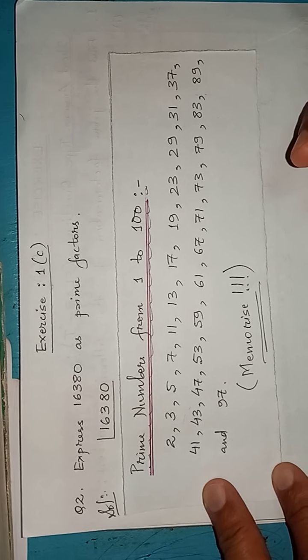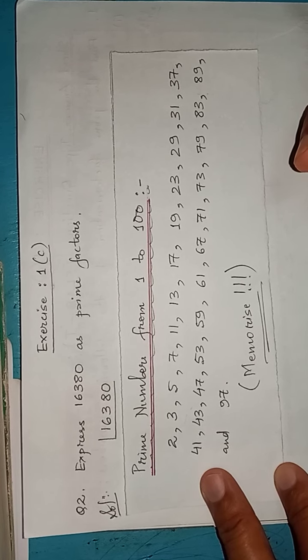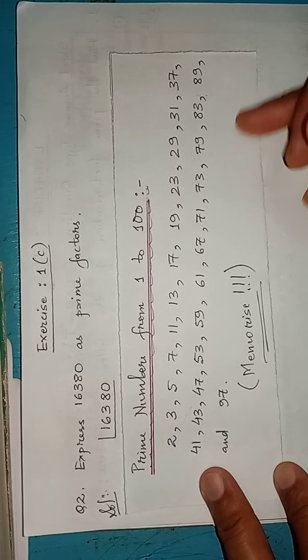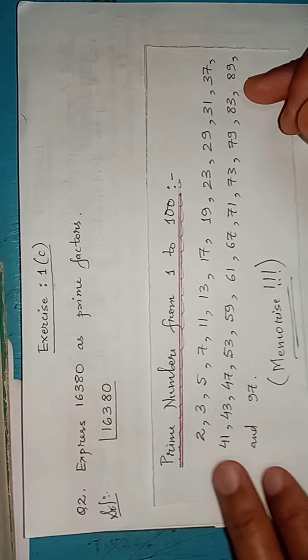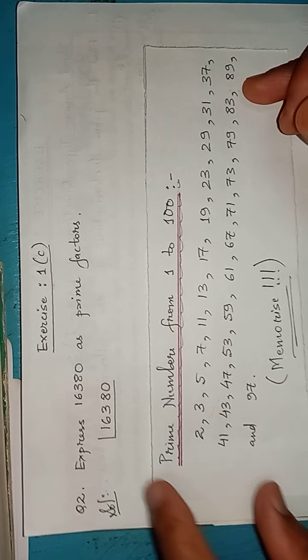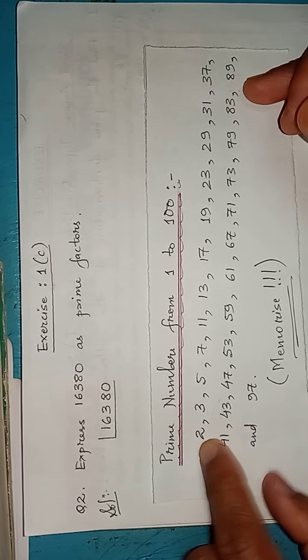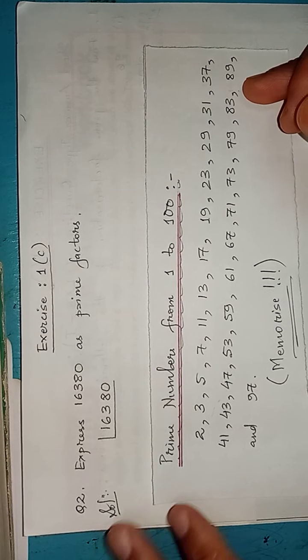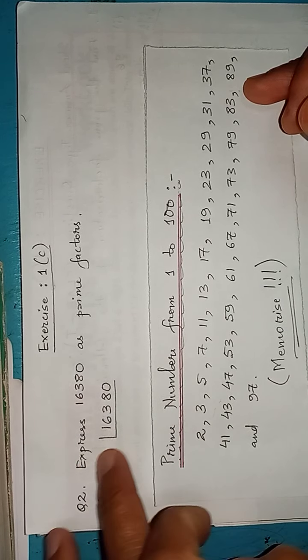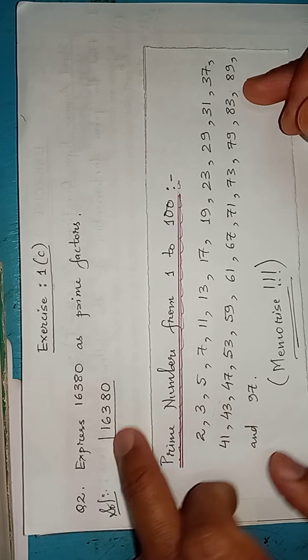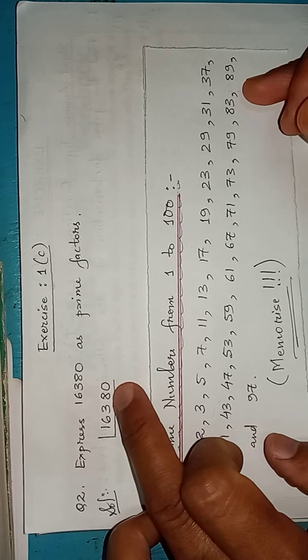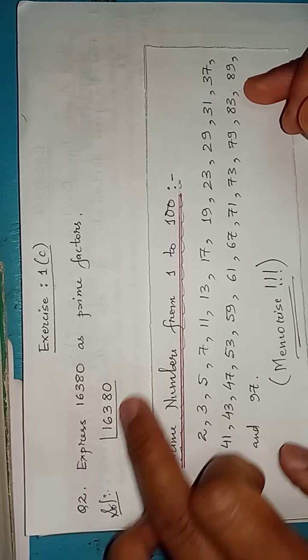As I told you in the previous video, whenever you do prime factorization of any number, big or small, you should always start with 2. Because 2 is the first prime number, we should try to divide by 2, and any given number can be factorized by 2 if that number happens to be an even number. And yes, 16,380 is an even number.